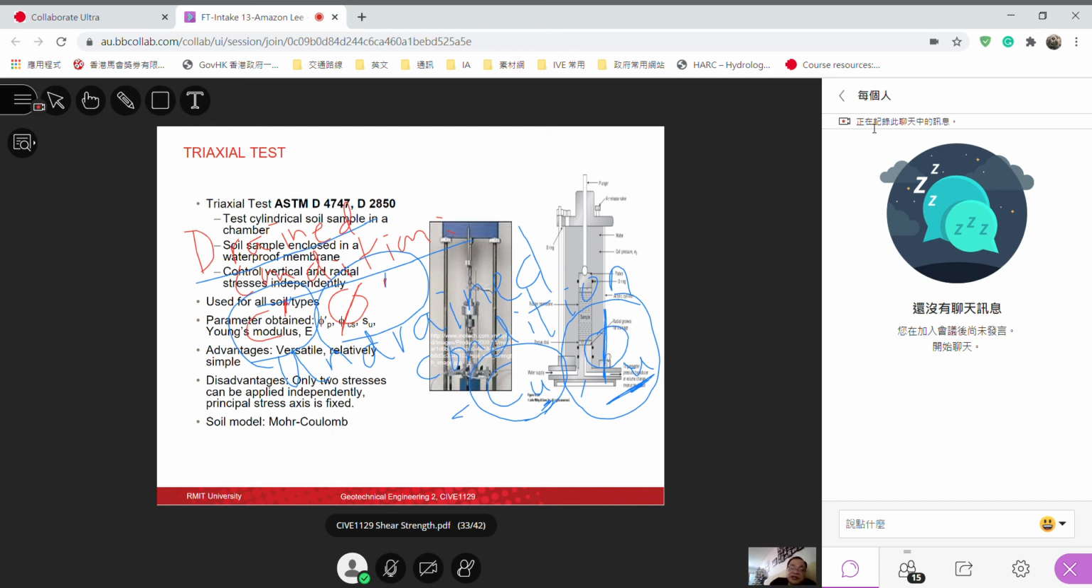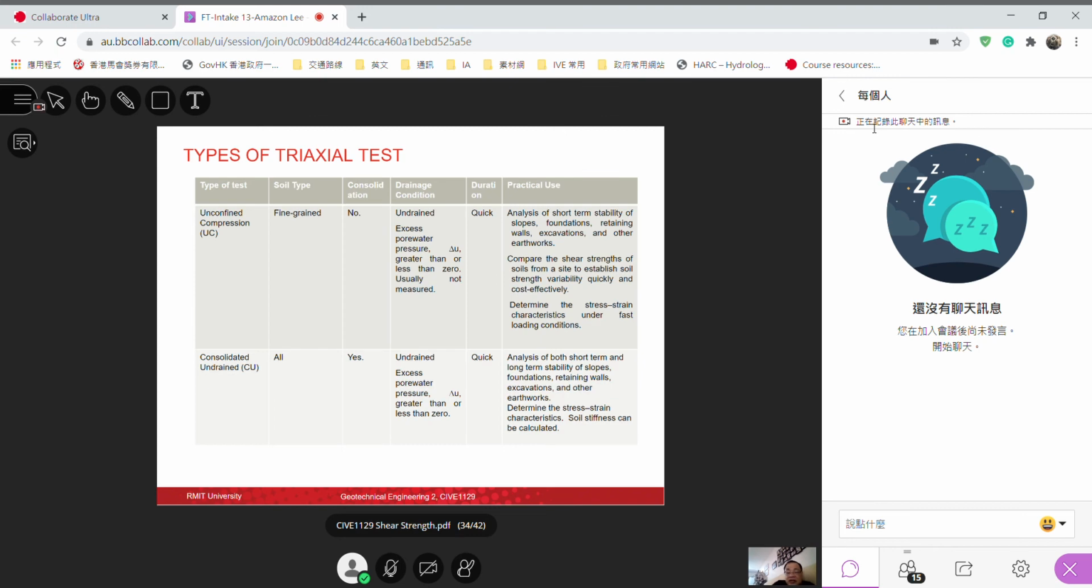So that's the advantage of triaxial test. But I think the triaxial test you will learn next year how to do it. It's more complicated, the setup. This October we will only do the triaxial test.